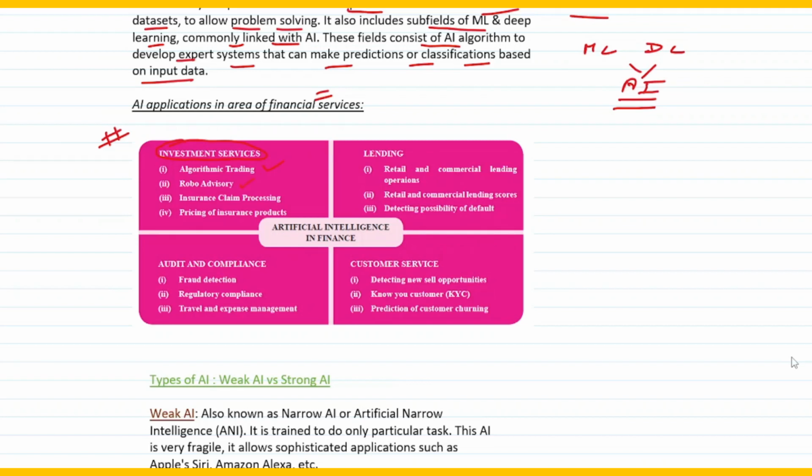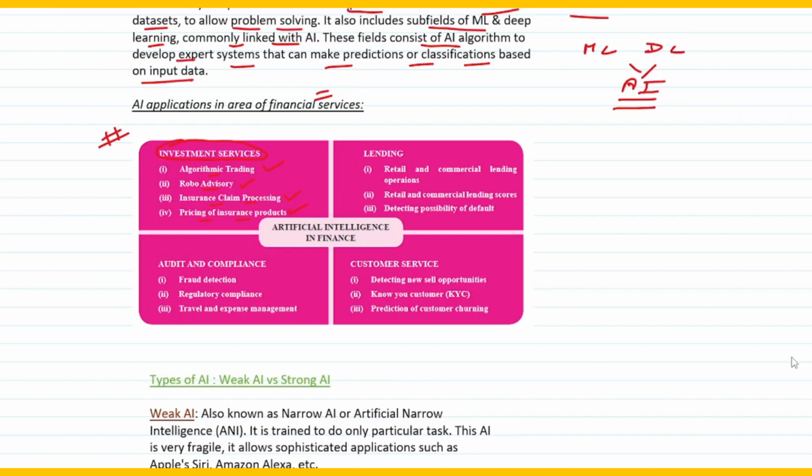It can give you robo advisory. Robo advisory means there are machine-made robots which have data sets within them, and if you ask any question they will answer back to you. That's what robo advisories are. Then there is insurance claim processing, or pricing of insurance products, right? So in investment services, AI can be a very effective tool. What all can you use AI for in investment services? Algorithmic trading, robo advisory, insurance claim processing, or pricing of insurance products, right?